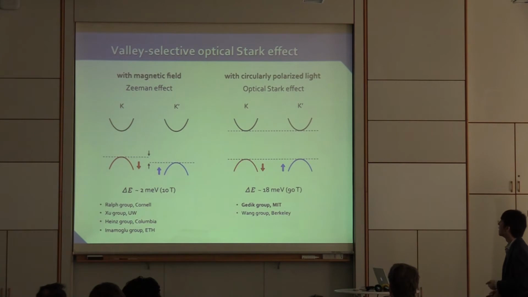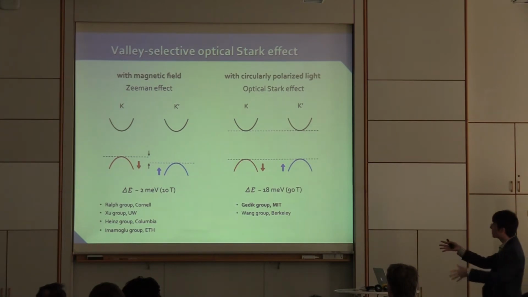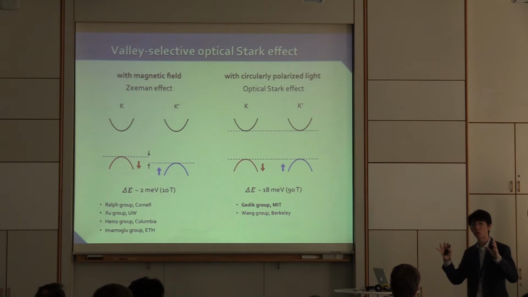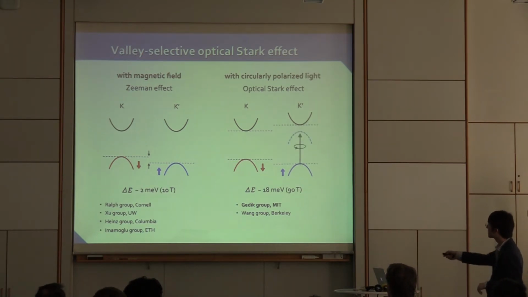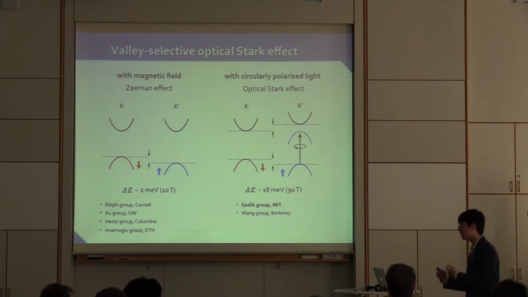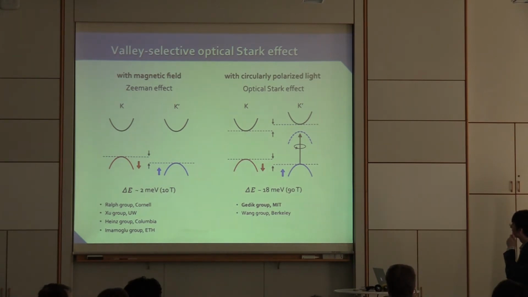With these experiments, I have shown that by using a magnetic field and circularly polarized light, we can split the two valleys, because these two processes break time reversal symmetry. And note that we can generate 18 meV of shift, which corresponds to an effective magnetic field of about 90 Tesla, which we can usually only reach by going to Florida, Tallahassee, or in Europe, also national labs.